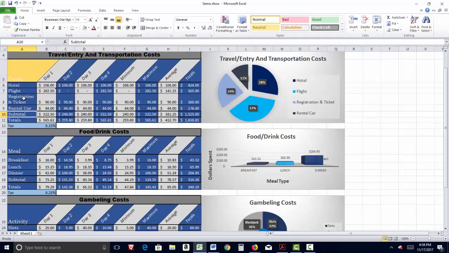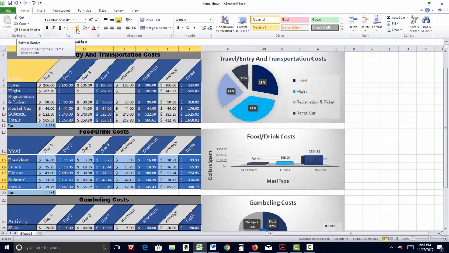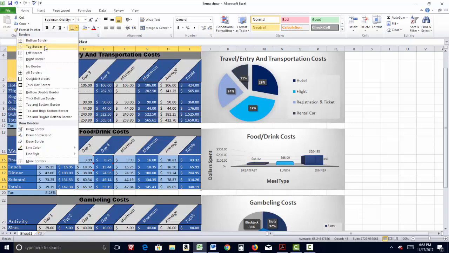Now, as far as the cell borders, when you select a range of cells here, or even one, when you go over here below the font type and you click on this button, the border button, you can choose borders. Well, the borders are your cell borders.